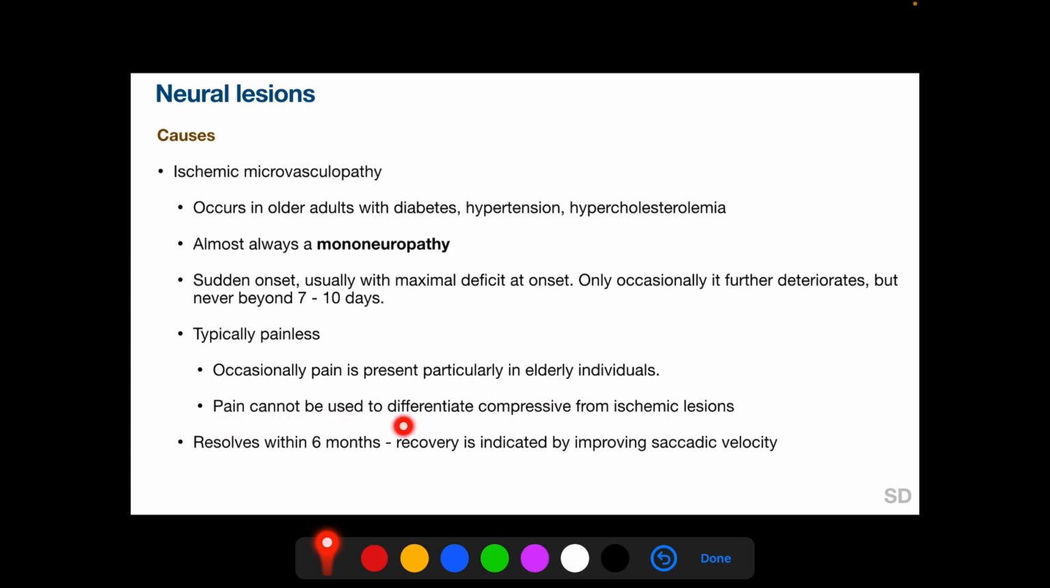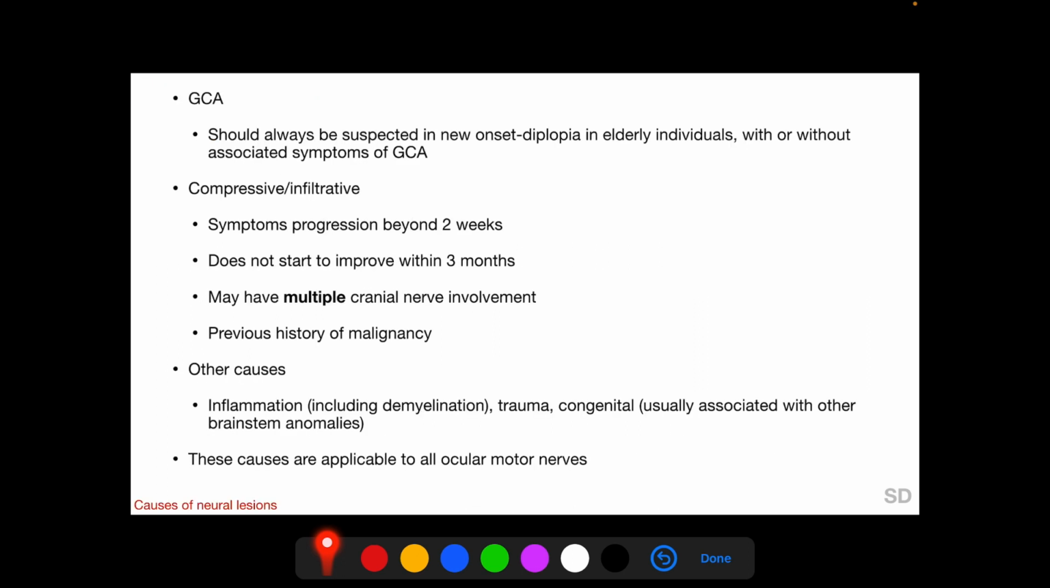So pain cannot be used to differentiate a compressive lesion from an ischemic lesion, and typically an ischemic microvasculopathy resolves within 6 months. So these three features are typical of an ischemic microvasculopathy and help us to differentiate an ischemic microvasculopathy from other etiologies. Giant cell arteritis should always be suspected in new onset diplopia in an elderly individual with or without other symptoms of GCA such as scalp tenderness, jaw claudication, fever, myalgia, and others.